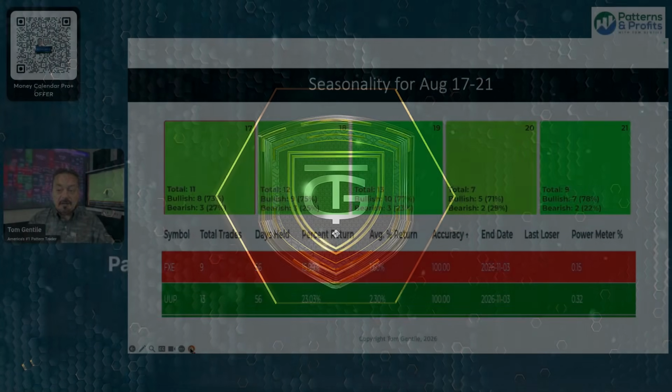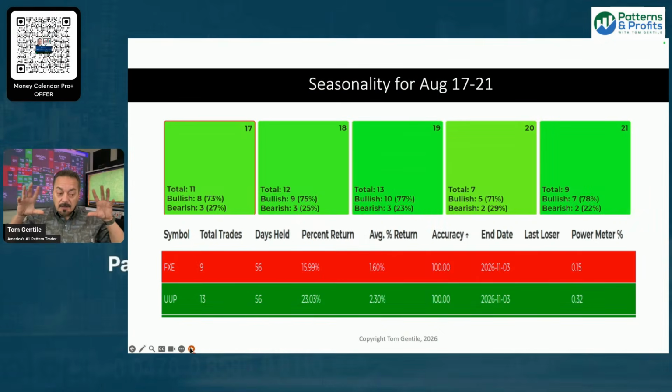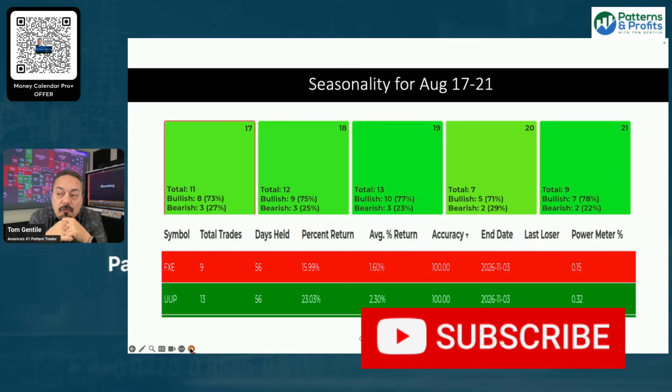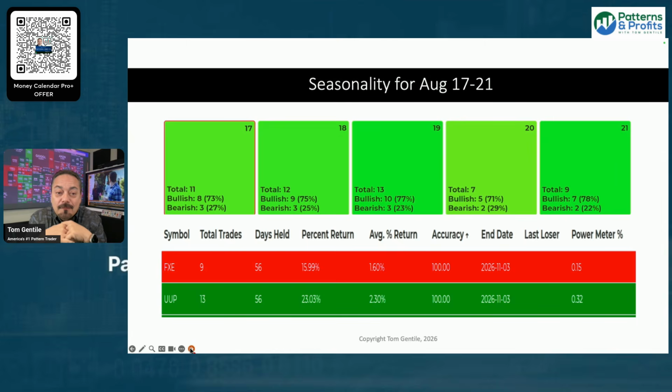When I look at seasonality, stocks are painting a very interesting picture as we go into the back half of August and into September. But when you look at ETFs, we're going in at 73% bullish and we're going out at 78% bullish. But I want to let you know something. This does not tell you the full picture.